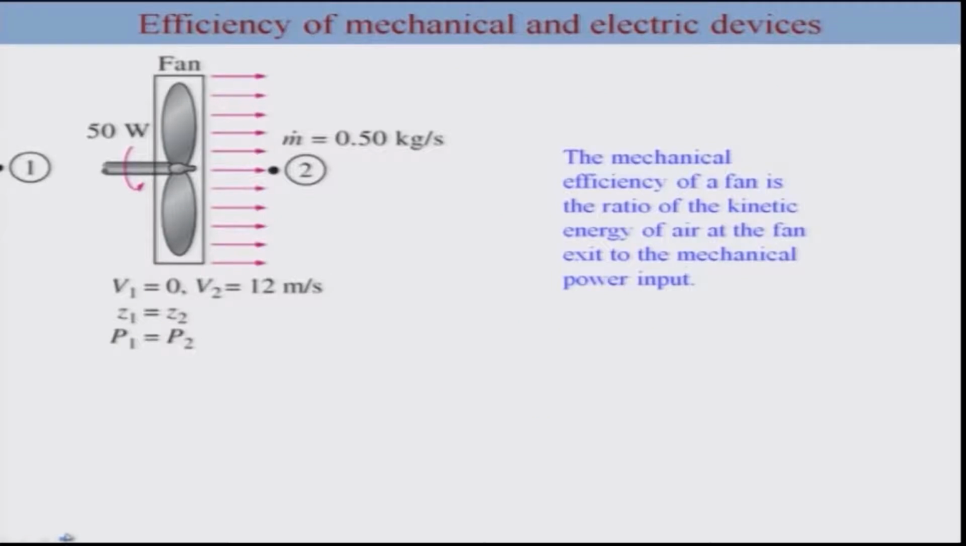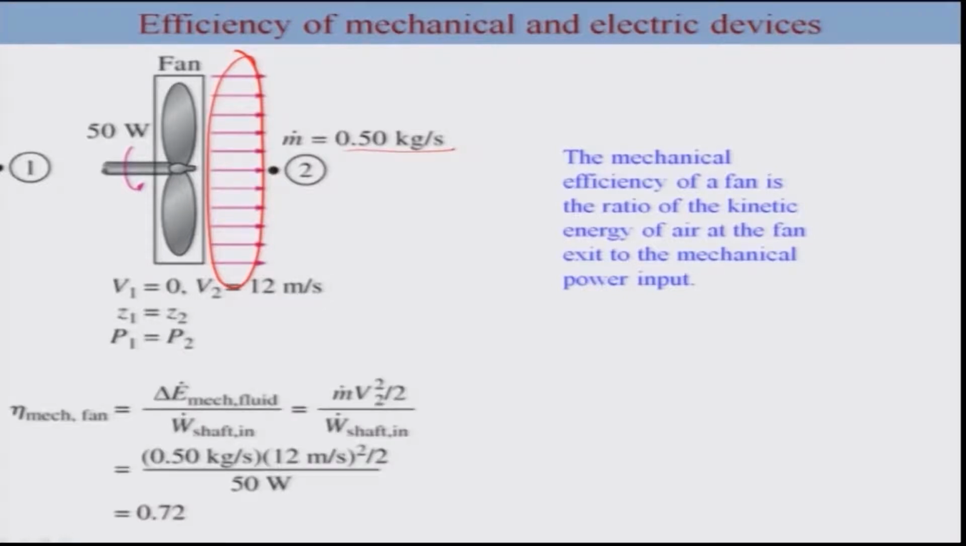This is a fan, and the fan uses a shaft work of 50 watts. The air has a mass rate given as 0.5 kilograms per second, and we need to find the mechanical efficiency of this fan. So how are we going to do that? We are going to use the expression we used for the pump, delta E mech fluid divided by W shaft in, because here the air is stationary, which means the velocity will be 0 here. Here the velocity is given as 12 meters per second.